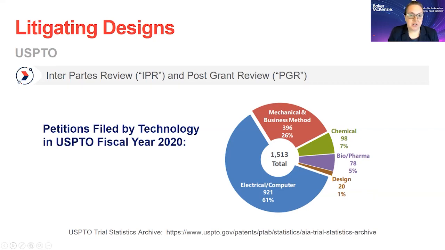Post-grant review, or PGR, can also be used. There are actually more grounds available and more types of prior art available for challenging patents, but the time period for challenging the patent is more limited. In fact, it is limited to about 9 months after issuance. So if you're beyond that time period, you simply can't file a PGR.